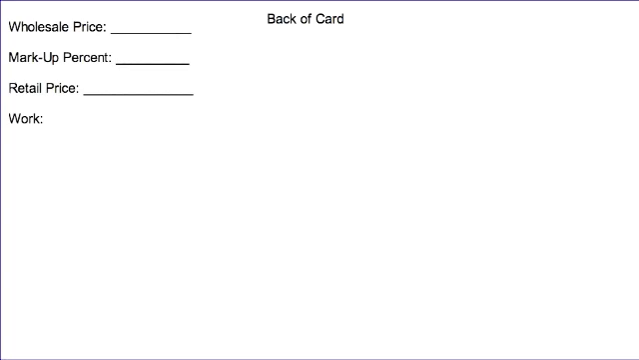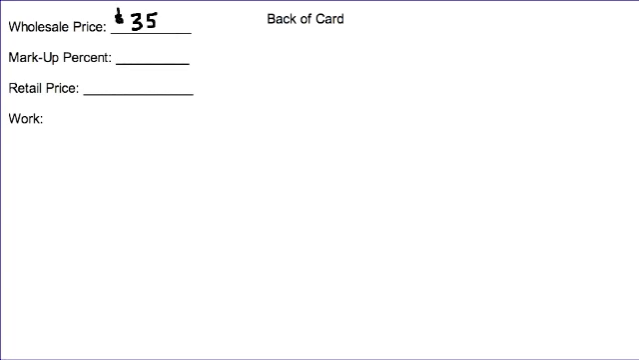and work. Now the first thing I'm going to have to do is choose a wholesale price, and there are instructions that you need to choose a wholesale price that's a multiple of 5, and it needs to be between certain values. So I'm going to choose a wholesale price of $35, and I'll write that in here, $35.